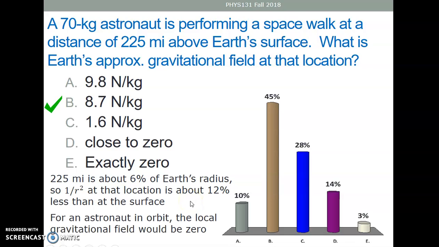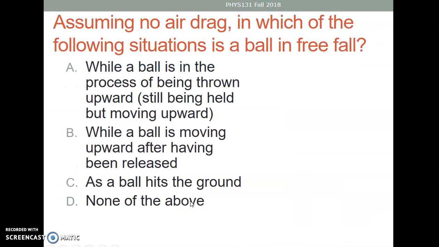Okay, next question. Assuming no air drag, which of the following situations is a ball in free fall? A, while a ball is in the process of being thrown upward, but still being held. So in other words, before it leaves my hand and I'm throwing it upward. B, while a ball is moving upward after having been released from my hand. C, as a ball hits the ground. Or D, none of the above. Okay, pause your recording and answer the question.